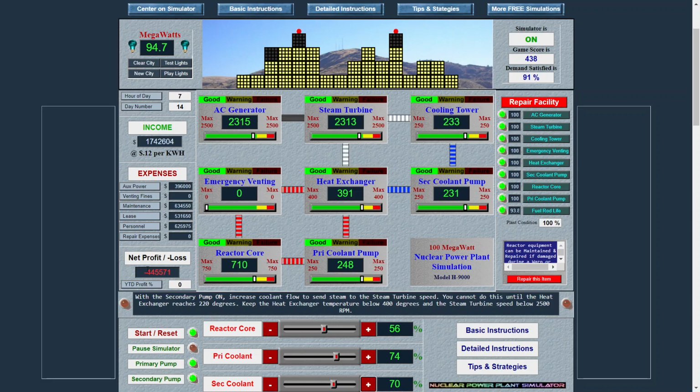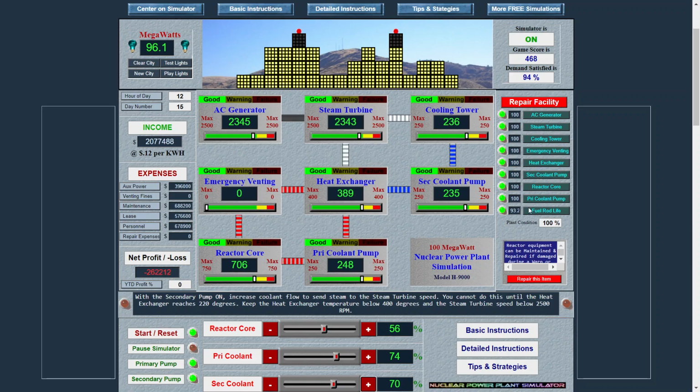And you see how your net profit loss, it's negative, but decreasing the negative value. So if we continue like that, we will go positive and start earning money. For the moment, we don't need to repair anything. You see the state of everything: AC generator, steam turbine, cooling tower, emergency venting, heat exchanger, secondary coolant pump, reactor core, primary coolant pump, and fuel rod life.